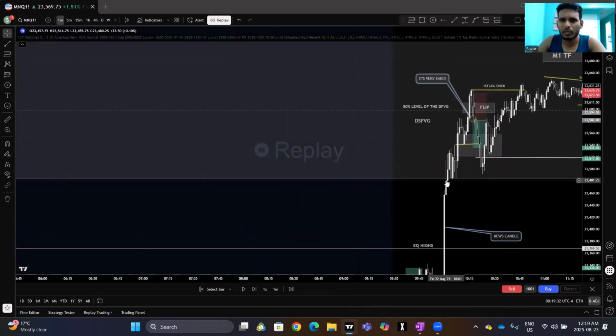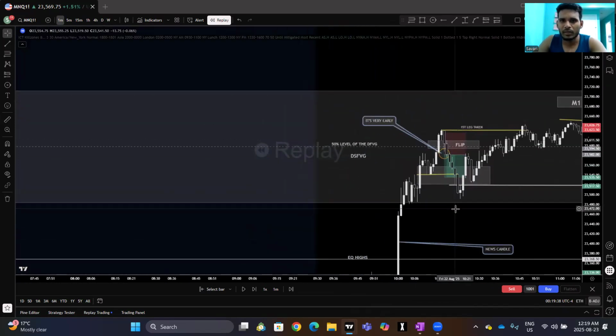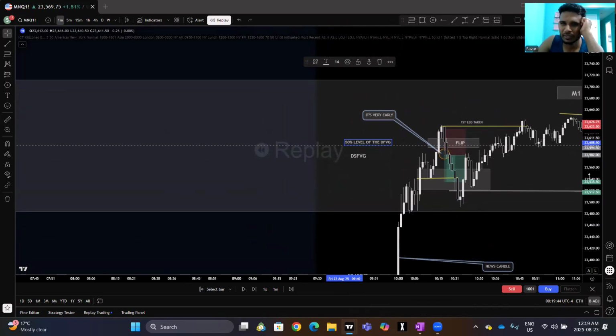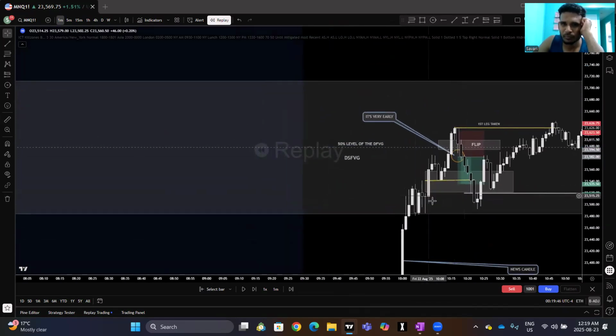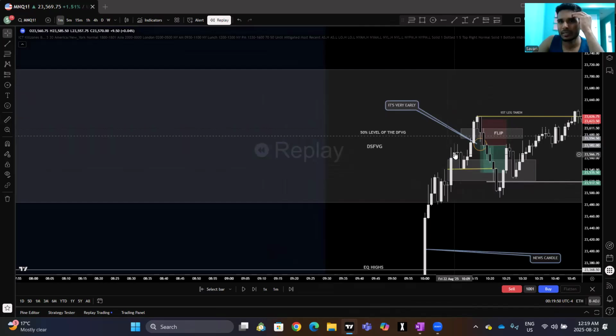Tap. Also entering the daily fair value gap, the daily bearish fair value gap, going all the way up. So this is where we got one more entry. I marked out the 50% of the daily fair value gap. We got a really nice move. After this big expansion, like my 10 o'clock accumulation, again expansion, fair value gap getting tapped, pushing higher.